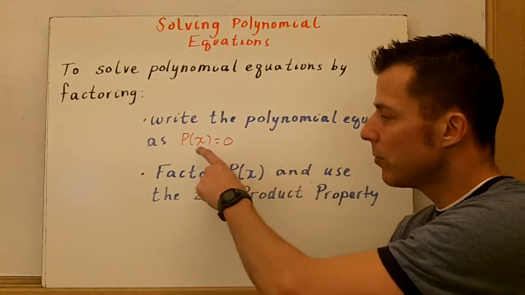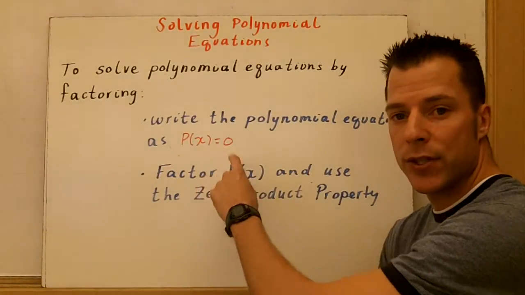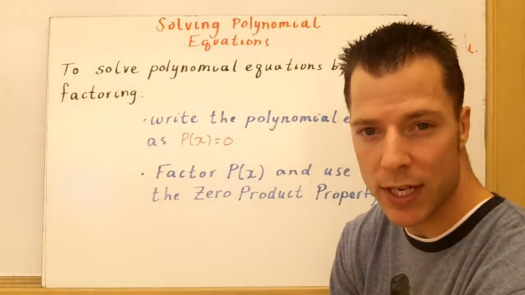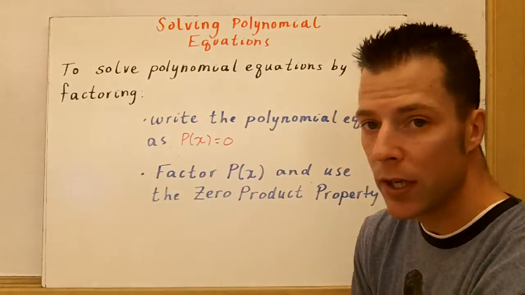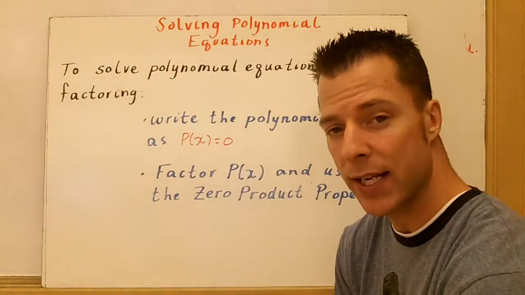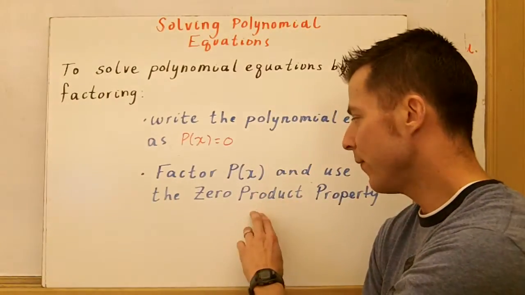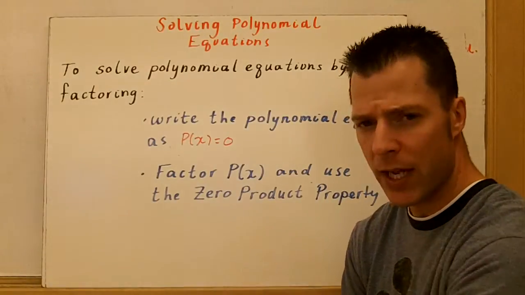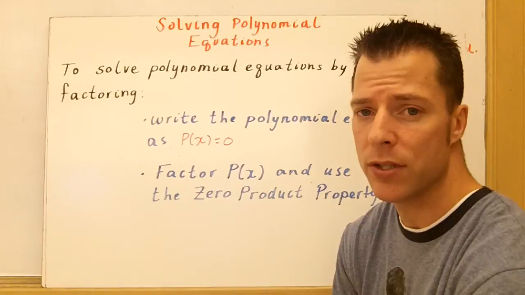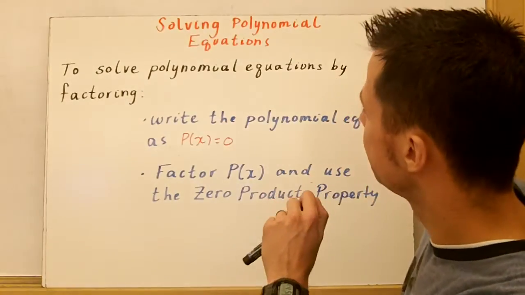First, write your polynomial as p of x equals 0. So set your polynomial equal to 0. Get all the terms on one side. That's what this statement's telling you. Factor p of x and use the zero product property. And you've seen that in the last video as well. So we're going to factor p of x and use the zero product property if possible. And you'll see in some cases where we'll need to use the quadratic formula.